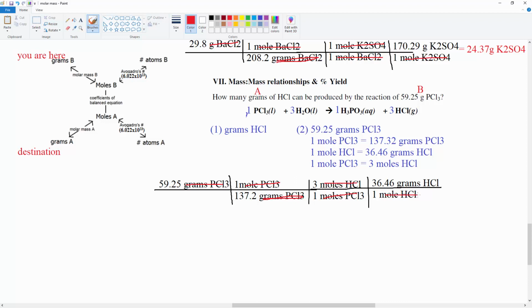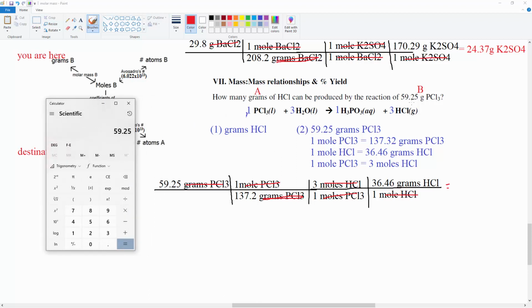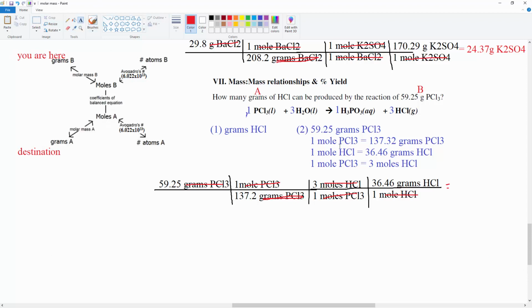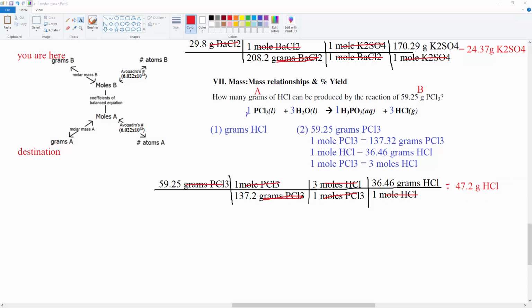And then when I plug it all in, 59.25 divided by 137.32 times 3 times 36.46. Verified Sarah's answer. We've got 47.2 grams of HCl. Does that make sense? Good. Okay. Lots of practice, and I promise if you use the roadmap, it'll be worth your while.